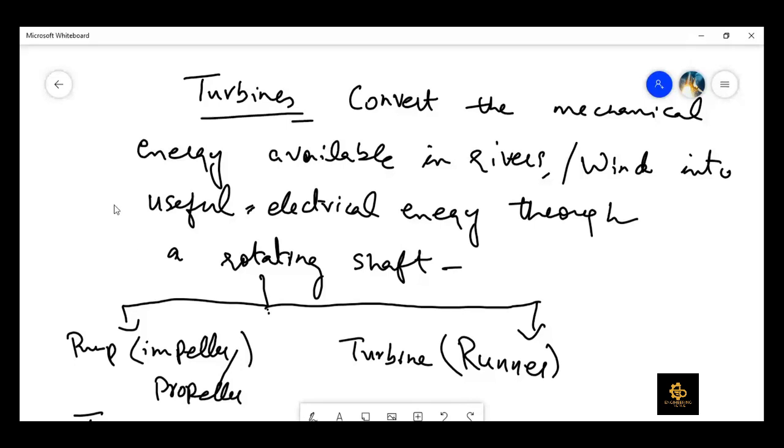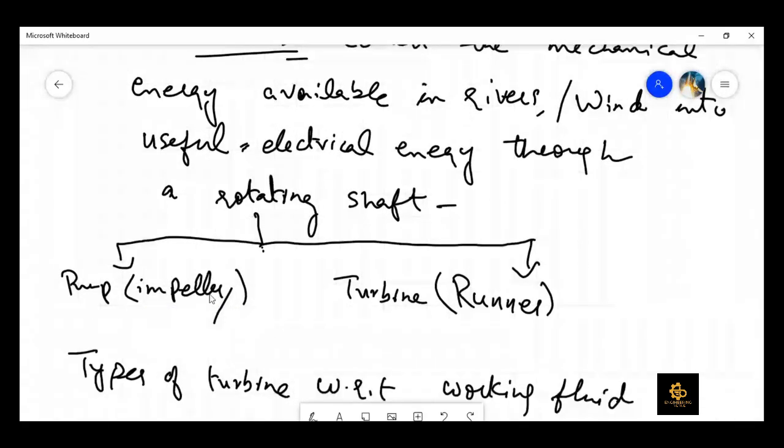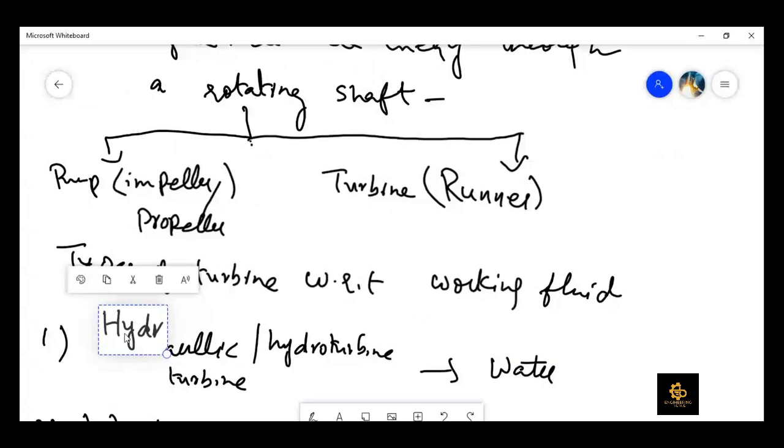A rotating shaft in the case of pumps, we call it impeller or propeller, while in the case of turbines, we usually call it runner. So that rotor blade and shaft, that assembly of rotor is called runner in the case of a turbine. Then we discussed different types of turbines with respect to working fluid.